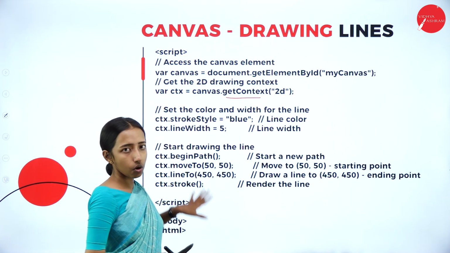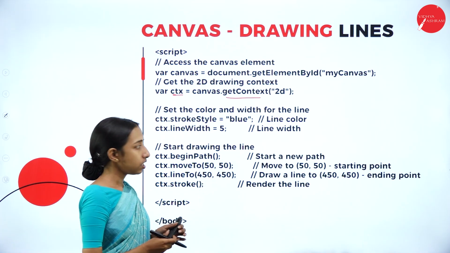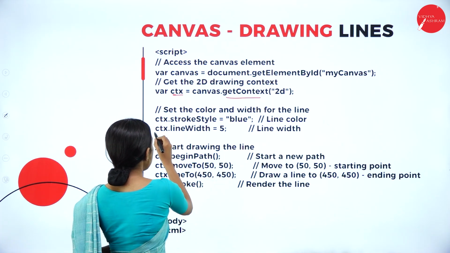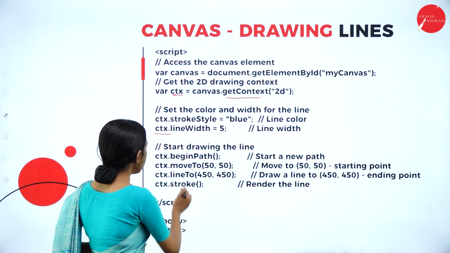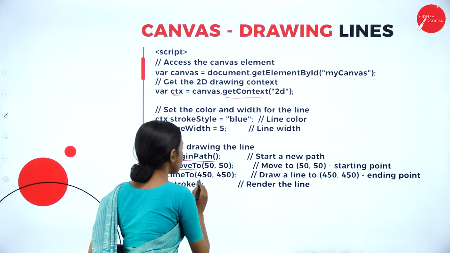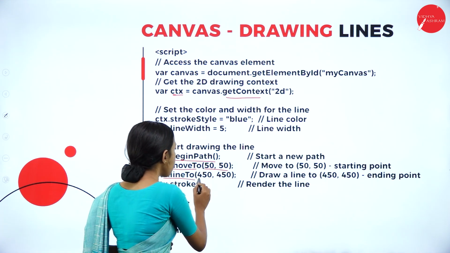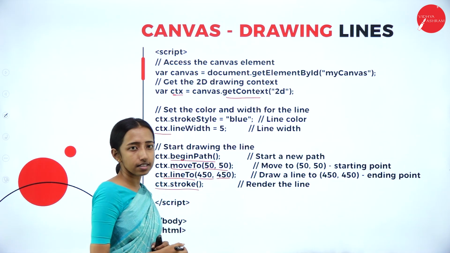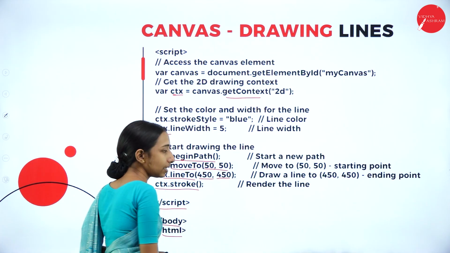So now these two are done. With the help of these variables, we will be setting the line. Here ctx.strokeStyle is the blue color, the line color, and ctx.lineWidth is 5, the width of the line. Then begin path, that is starting a new path, and move to the position where you want to place the pen, that is 50 and 50, line to 450 and 450. The next is the stroke method, which renders what we have given, and then close the body, HTML and the script tag.